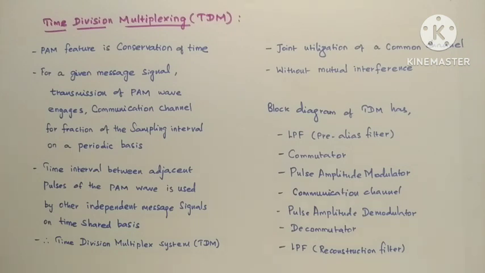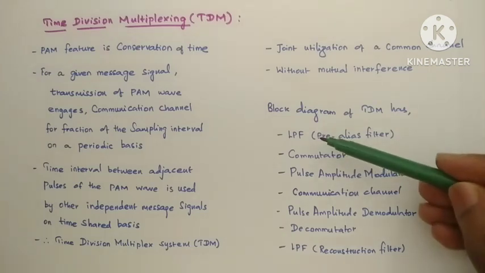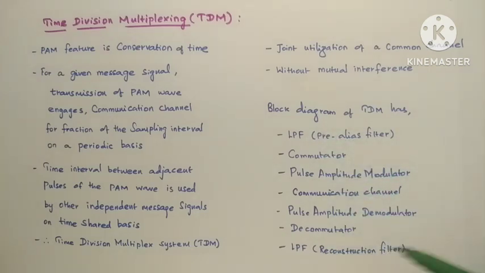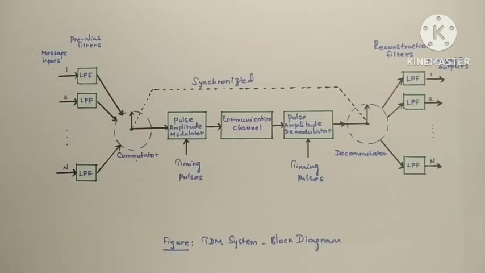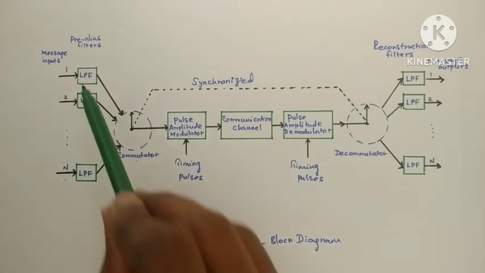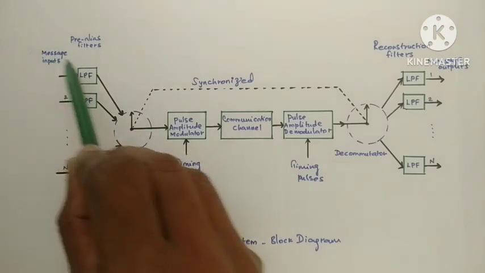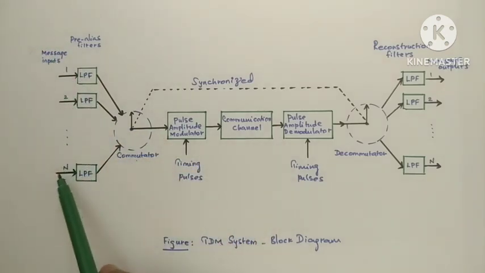Now we will go to the block diagram of the TDM system. It has several components which are shown here. Now we will go directly to the diagram and discuss. This is the TDM system block diagram. It has several components. Here you have the message inputs: message input 1, 2, up to n number of messages.